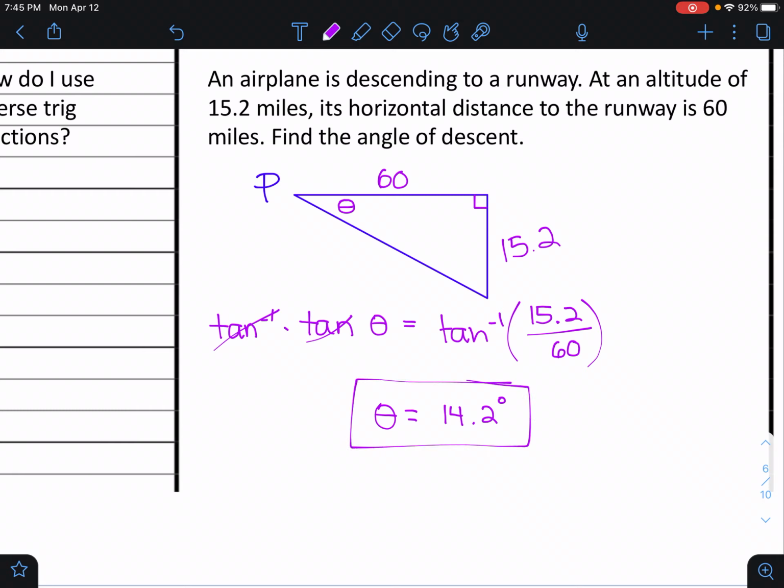Ultimately, you would not have to show all these steps here. You would just have to write out your first thing and then use your inverse tangent. You'll see here how this works.